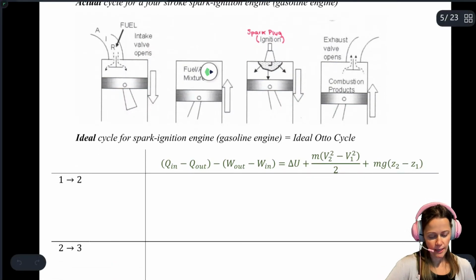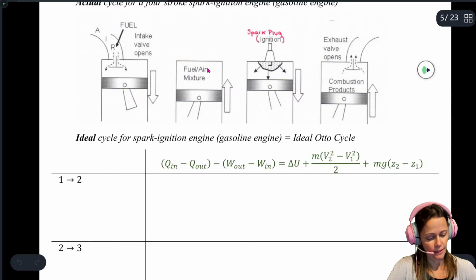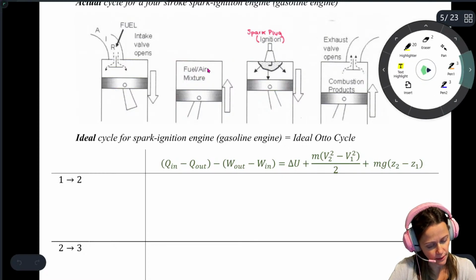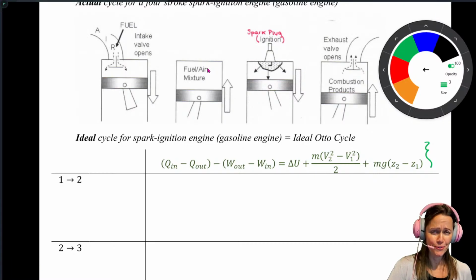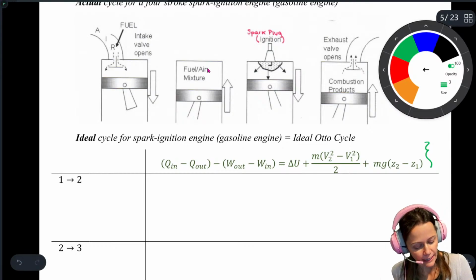If you are looking at your notes right now, you will notice there's a little bit of a change, and the change is this guy right here. In my hurry to improve the notes and add things to them, I pasted the wrong first law. I pasted the first law for an open system, which is not what we're doing here. We've got a piston cylinder. We're modeling it as a closed system for our ideal Otto cycle.